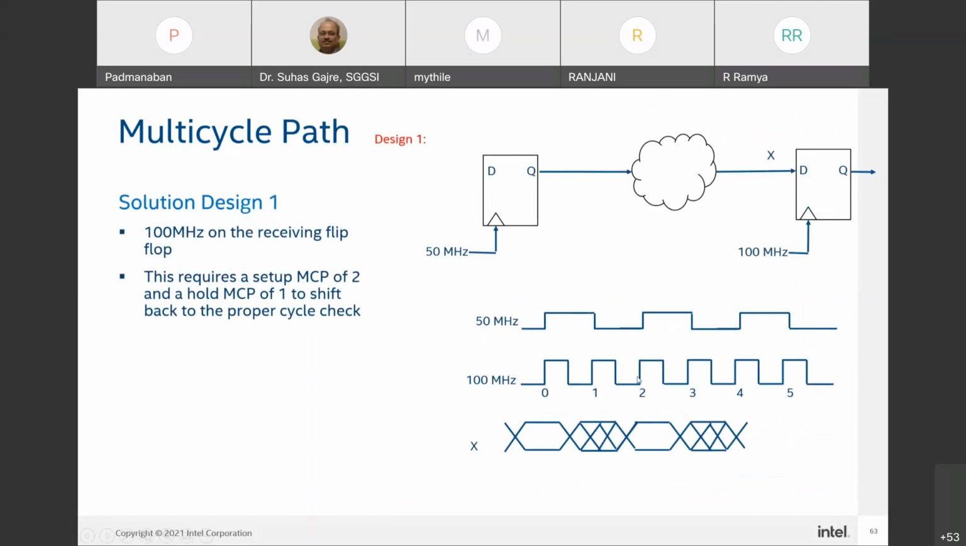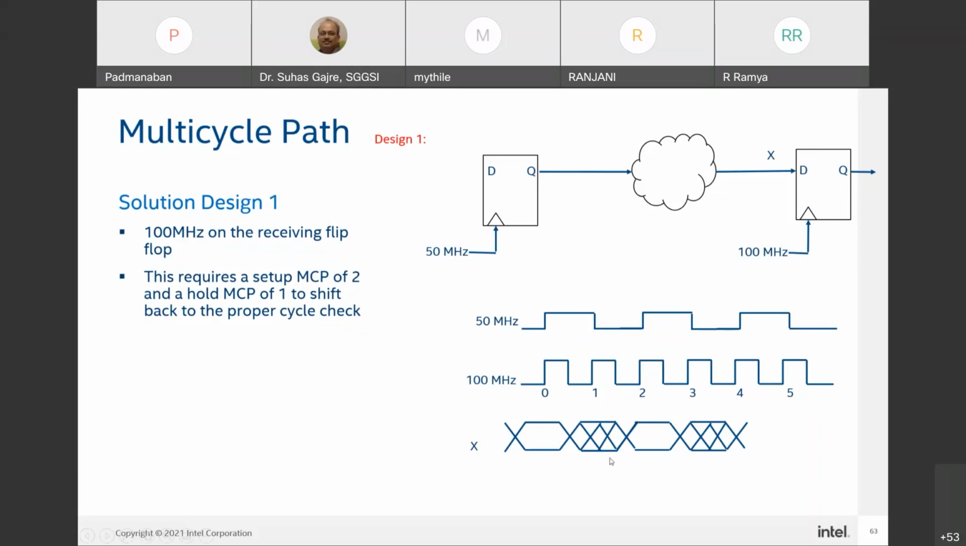It requires 2 clock periods. So we require a multi-cycle path of 2 clock periods for the setup analysis and 1 clock period for the hold analysis. Because for the hold analysis, we are going to do N-1, because it has to be done in the launch clock only. So that is only 1 clock period. There is no change in the hold analysis. But for setup analysis, we should provide 2 clock periods. So this is very, very important for us.